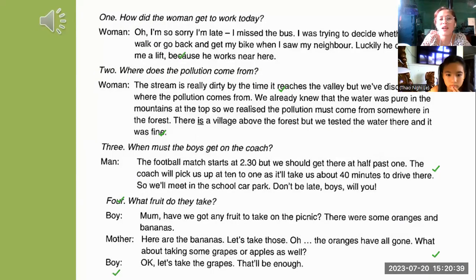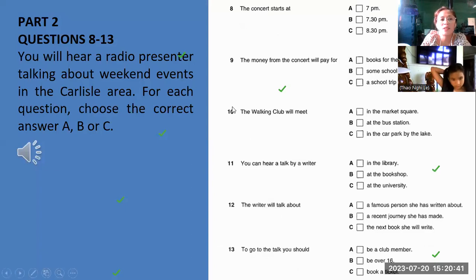Okay, so now. Okay, very good. Okay, so this one. So you will hear a radio presenter talking about weekend events in the Carlisle area. For its questions, you have to write A, B, or C. Okay, ready? Only put a check.